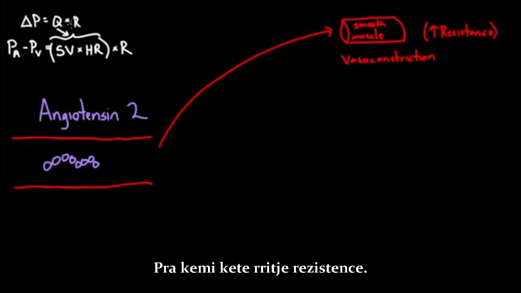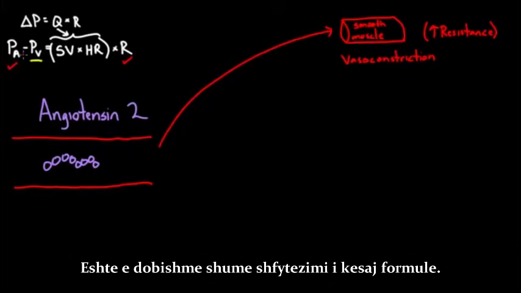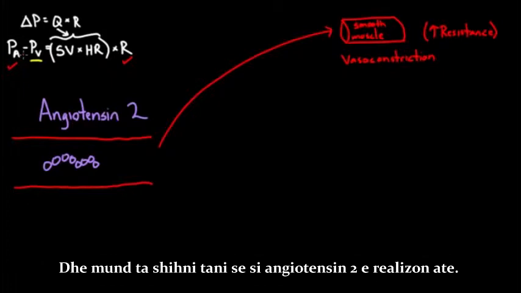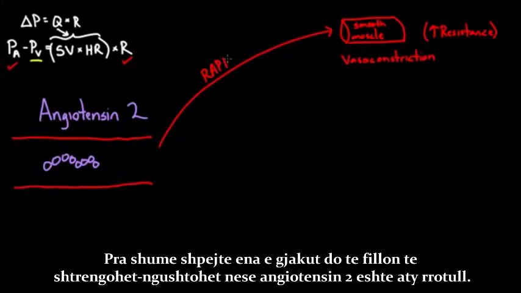So you have this increase in resistance, and you can see that if I tell you that your venous pressure over here is really not going to change a whole heck of a lot, then if you can increase your resistance, then you can definitely see how you would increase your arterial pressure. So it makes perfect sense using the formula, and you can see now how angiotensin 2 accomplishes that. And actually the last thing I should mention before I move on is that this is actually a pretty rapid response. So very quickly, the blood vessels will start constricting if angiotensin 2 is around.